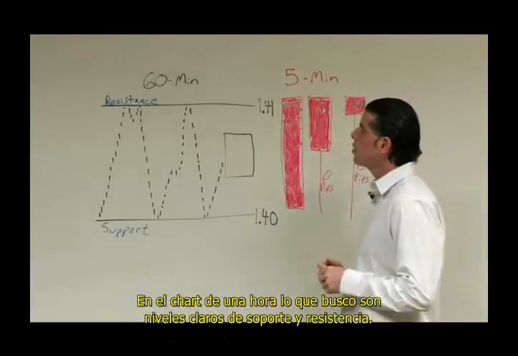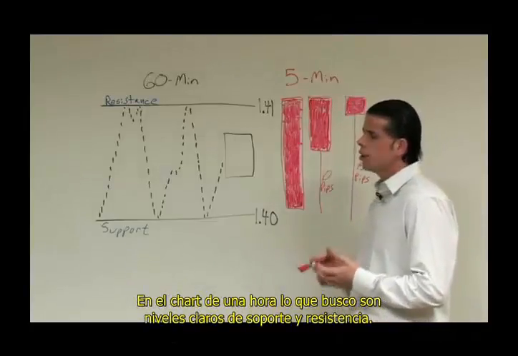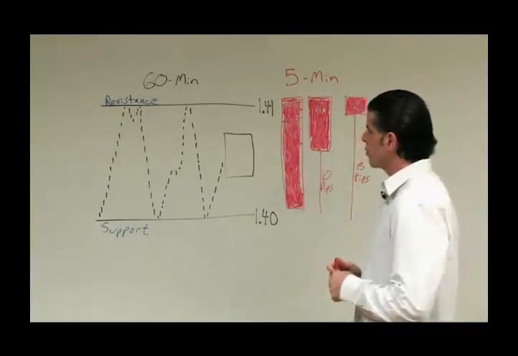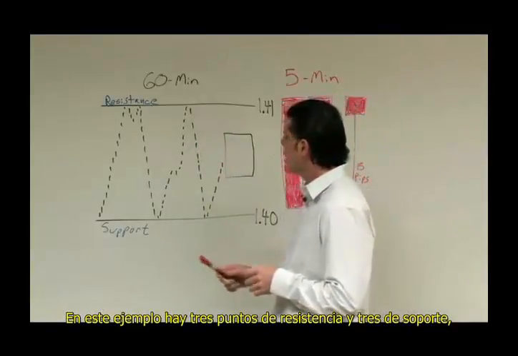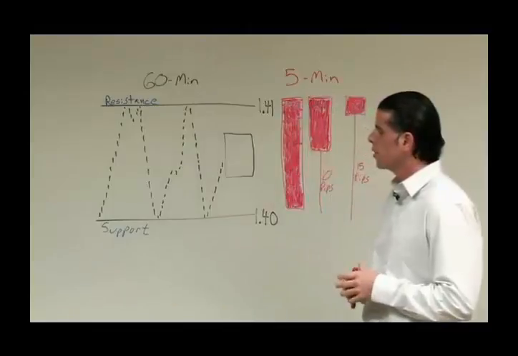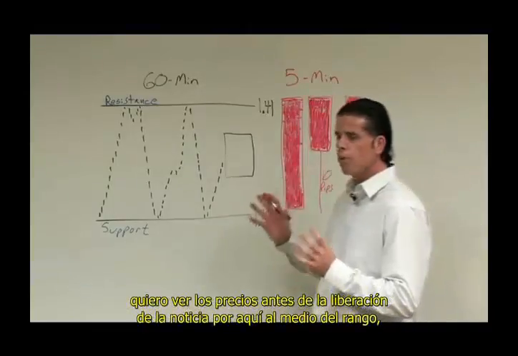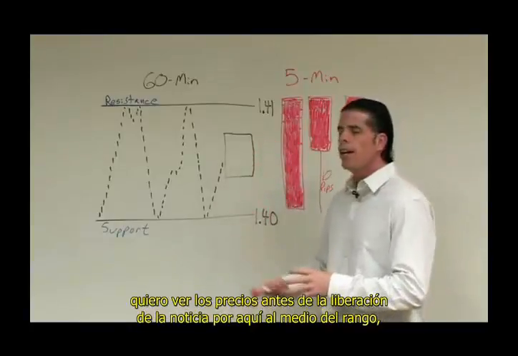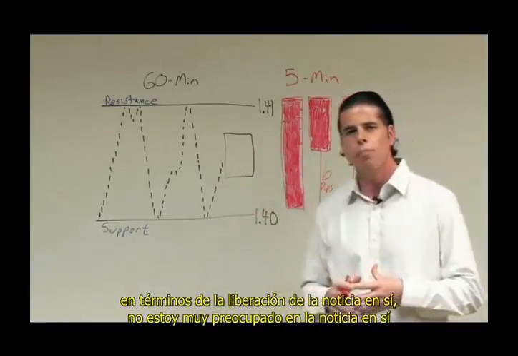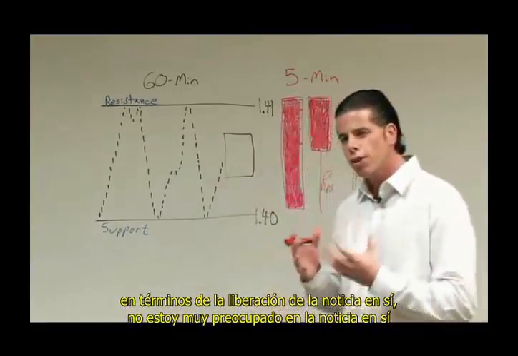Now, in terms of the hourly chart, what I'm looking for is clear resistance or clear support levels. So in this example, we have 3 points of resistance forming a resistance level and 3 points of support forming the support level. And where I want to see prices just prior to the release is in the middle of the range.